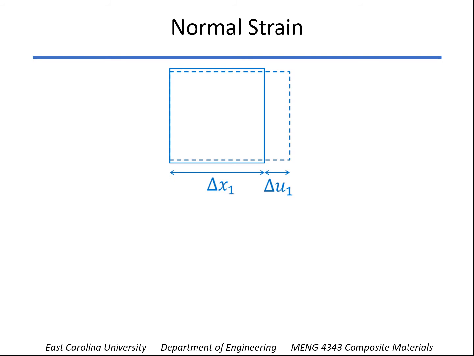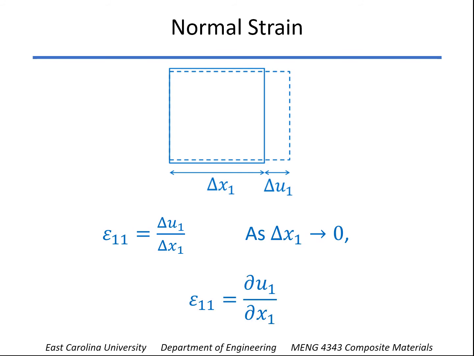So using that definition of change in length over original length, we can say the normal strain 1,1 is as such, and as we let the length delta x1 approach 0, then we end up with a derivative, in this case a partial derivative. So the normal strain in the one direction is the partial derivative of the displacement in the x1 direction relative to x1.